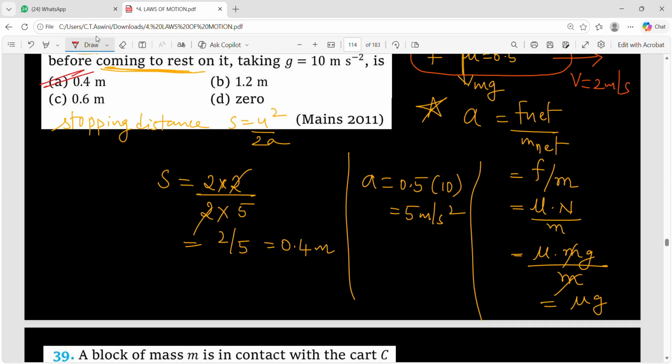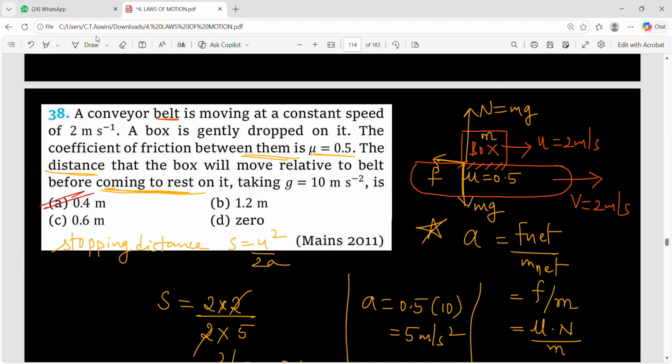The box is dropped on the belt, so belt speed is nothing but the speed of the box. But as there is friction, this friction will oppose the relative motion, right? So it will try to stop the motion of the box. So the box will stop after moving how much distance? 0.4 meters. Clear?